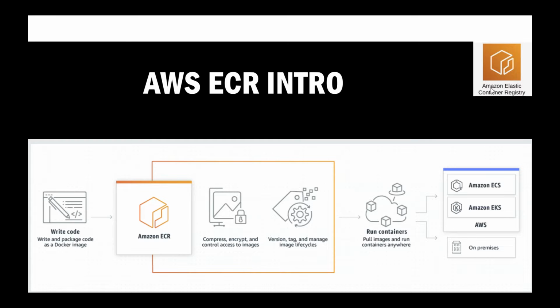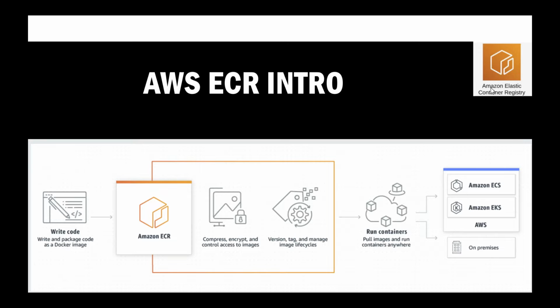So once the developer writes the code, he creates a Docker image of that code. The Docker image could be pushed to Amazon ECR. So why Amazon ECR? Because it provides a lot of features. It helps you in maintaining your Docker images. It helps you in scanning the image, detecting image vulnerabilities, image tagging, image versioning, and it also helps in maintaining the image lifecycle.